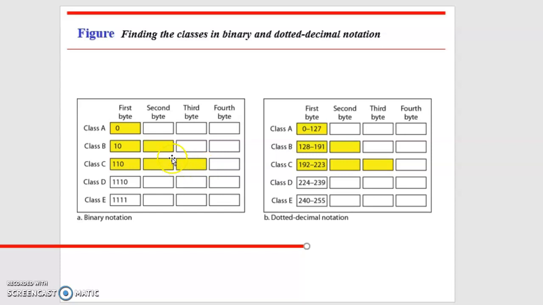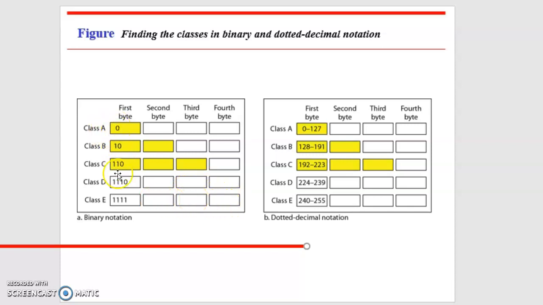Is it clear? Then class D, then class E. Class D is used for multicasting purposes. Multicasting means a message is sent to multiple hosts together. Class E is reserved for future use.